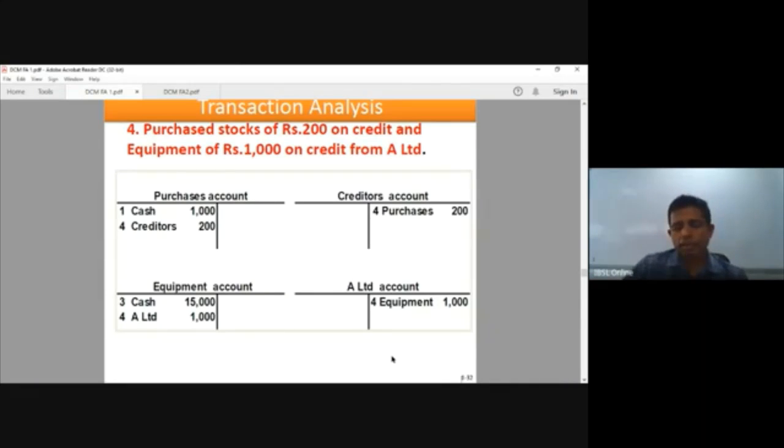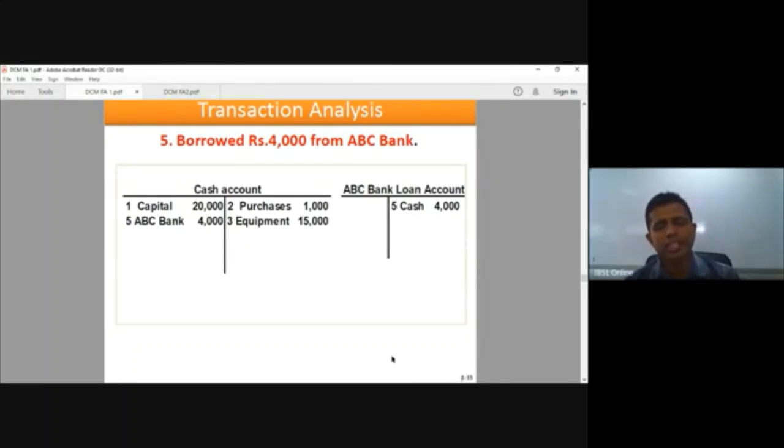Right, we'll move to the next transaction. That is transaction number 5. Borrowed 4,000 rupees from ABC Bank. This entity borrowed 4,000 rupees from ABC Bank. Right? When you borrow 4,000 rupees, you will get cash. Therefore, the cash account will get debited 4,000.